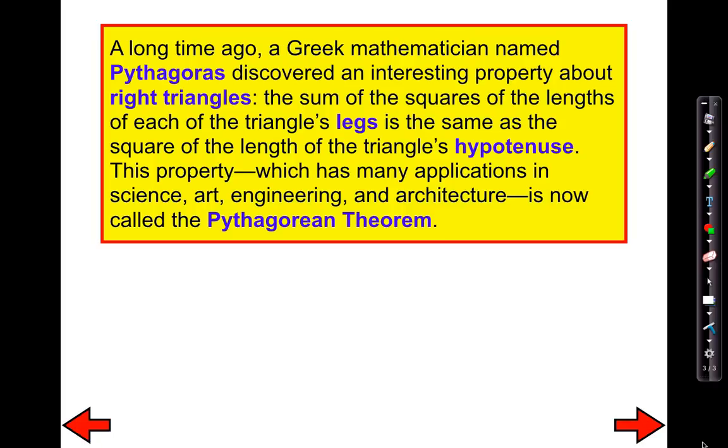So a long time ago, there was this Greek mathematician named Pythagoras. He is responsible for discovering a very interesting property about right triangles. He figured out that the sum of the squares of the lengths of each of the triangle's legs is the same as the square of the length of the triangle's hypotenuse, which is basically the longest side of a right triangle. This property, which has many applications in science, art, engineering, and architecture, is used even today, and is called the Pythagorean Theorem.